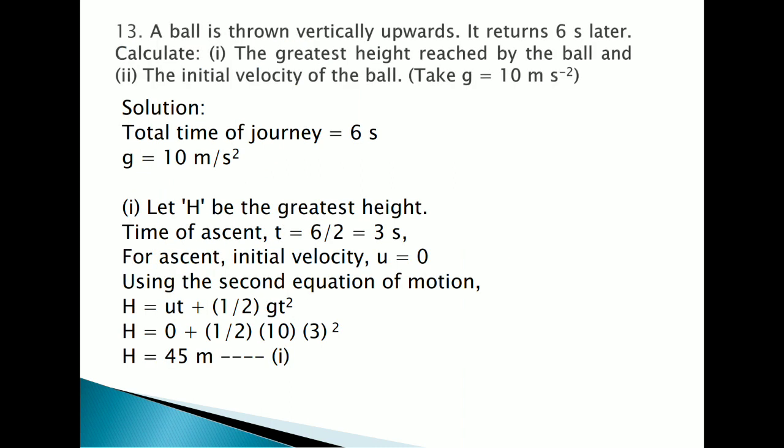The ball is thrown vertically upwards, it returns 6 seconds later. The greatest height reached by the ball and the initial velocity. We have to find out the time. Try to understand, the ball is thrown upwards, it is returning in 6 seconds. Okay, so time for one side journey will be 3 seconds. It can be written as t is equals to 6 upon 2, that is 3 seconds.